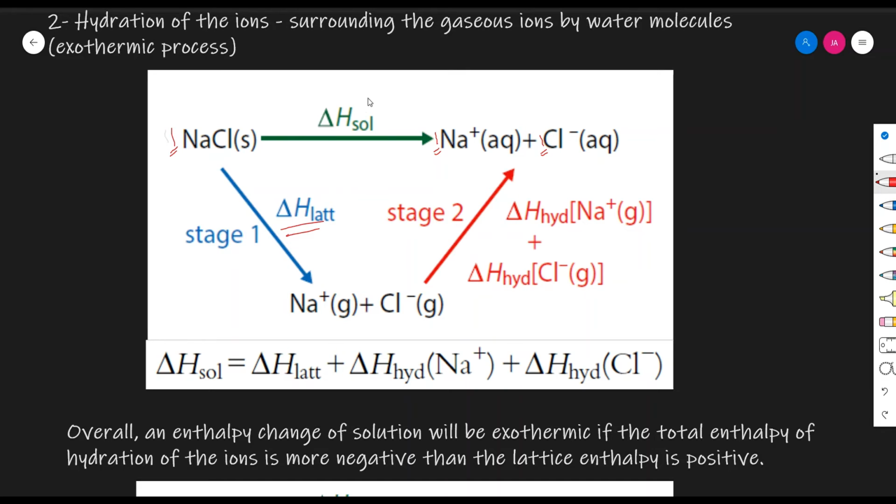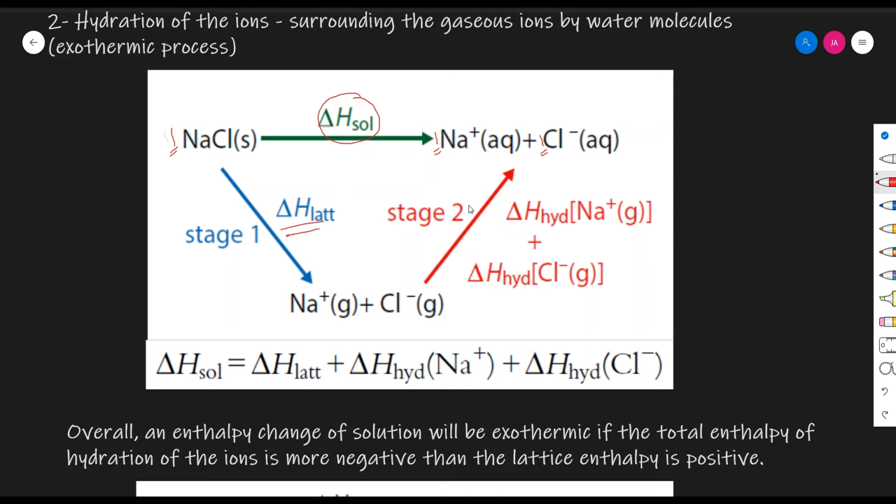Thus, if we were to calculate the enthalpy change of solution using this cycle, we would move in this direction, and thus we would add all these enthalpy changes. We would add the lattice enthalpy of sodium chloride, as well as the enthalpy change of hydration of the cation and the anion multiplied by their molar ratios as stated over here. Thus, the enthalpy change of solution equals the lattice enthalpy of sodium chloride plus the enthalpy change of hydration of the sodium ion plus the enthalpy change of hydration of the chloride ion.